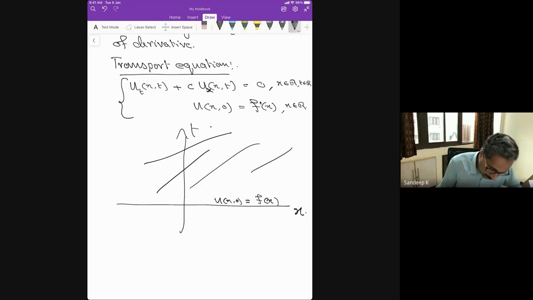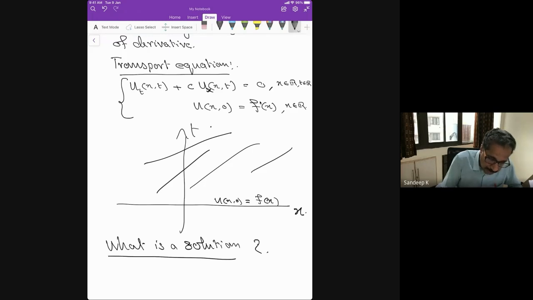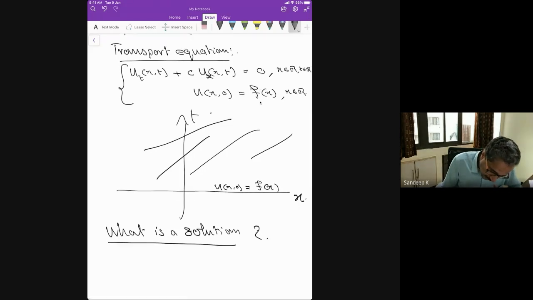So generally, what is a solution? Solution means, first of all, we should be able to differentiate u, and then it should satisfy these conditions.